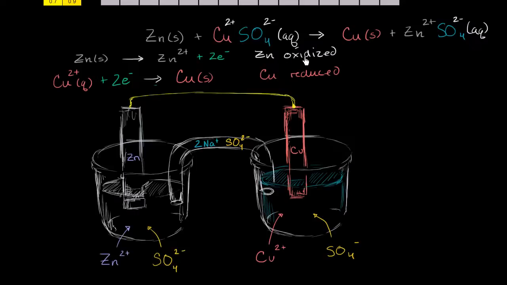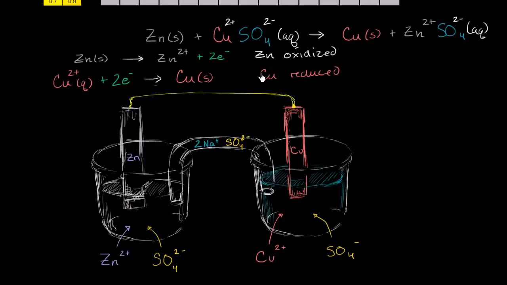Zinc was oxidized by copper. It lost electrons to the copper. Copper was reduced by zinc. Its charge was reduced by zinc. It gained electrons from zinc. Now, this by itself is interesting. It's an interesting redox reaction. Something was oxidized, something was reduced.